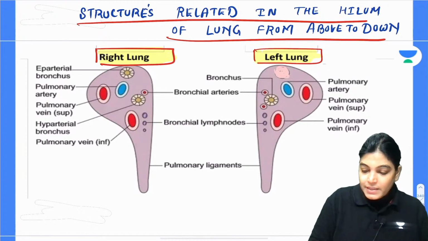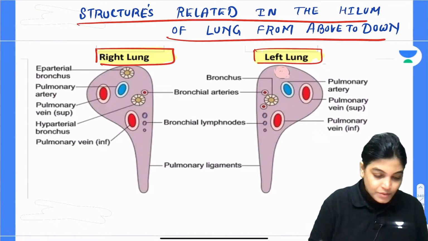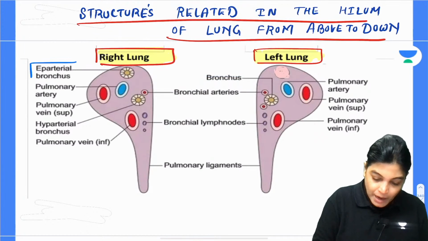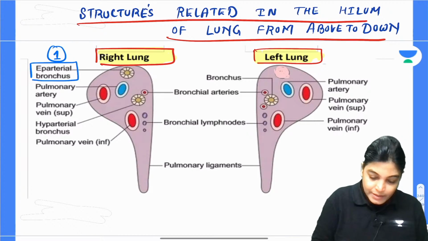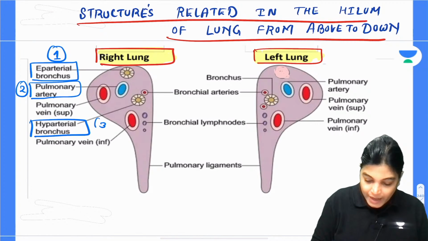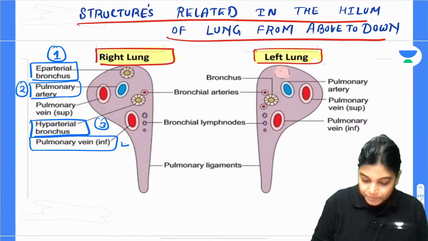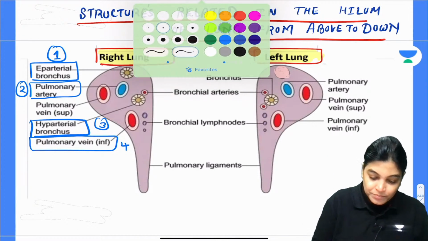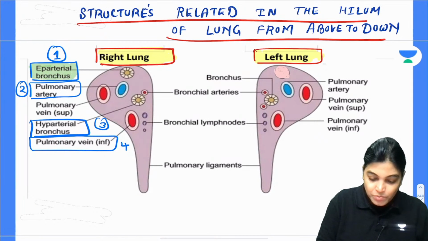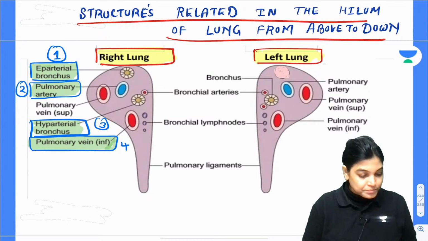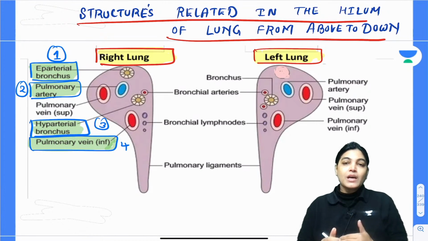Now, my dear aspirants, the superior most structure in the right lung will be the eparterial bronchus. Then we have got the pulmonary artery, the second structure. Then we have got the hyparterial bronchus, and the inferior most structure is the pulmonary vein. So from superior to inferior, we have eparterial bronchus as the superior most structure, then pulmonary artery, then hyparterial bronchus, and the inferior most structure on the right hand side is the inferior pulmonary vein. So is it clear? Now let's see the relations on the left hand side.